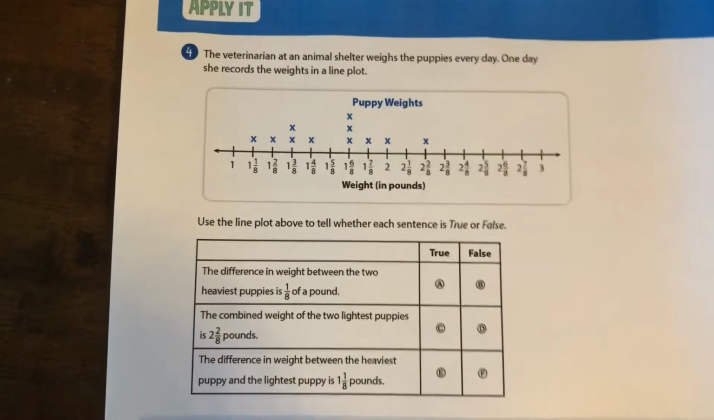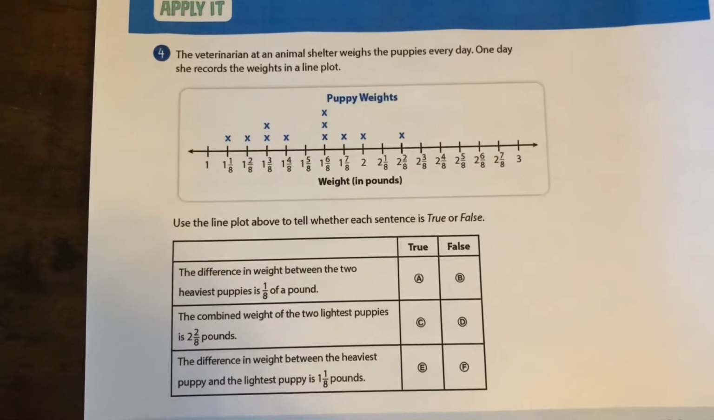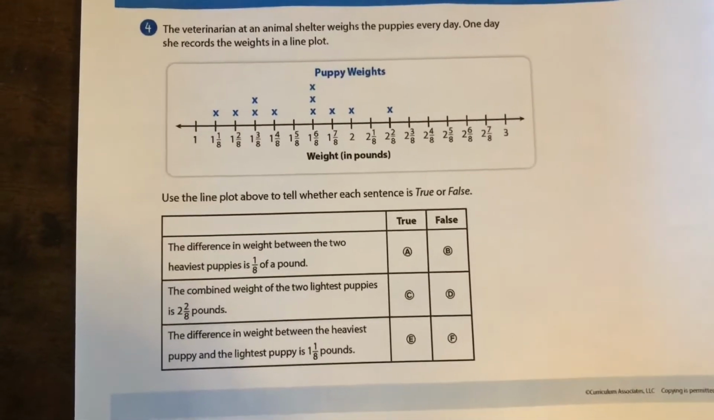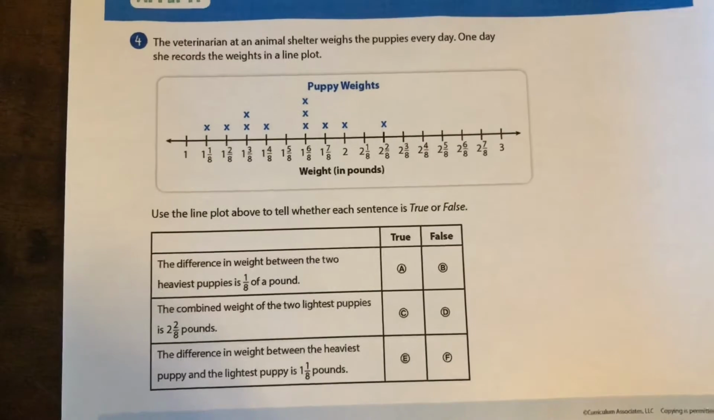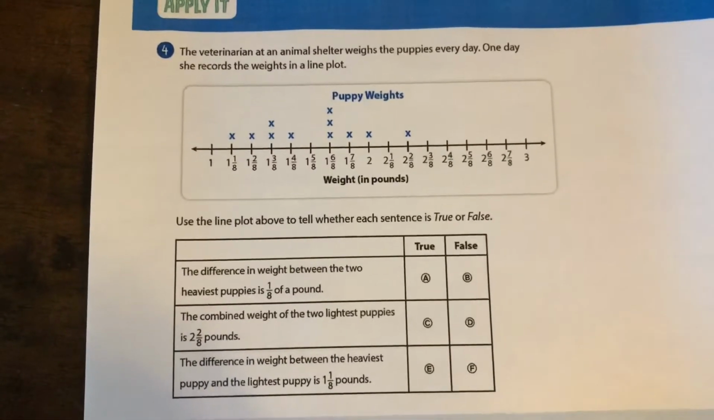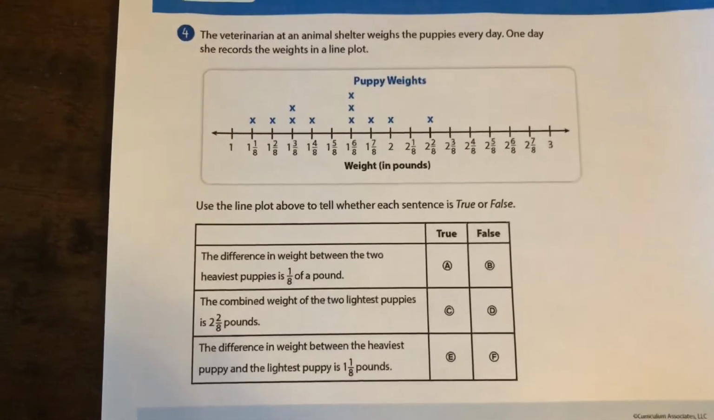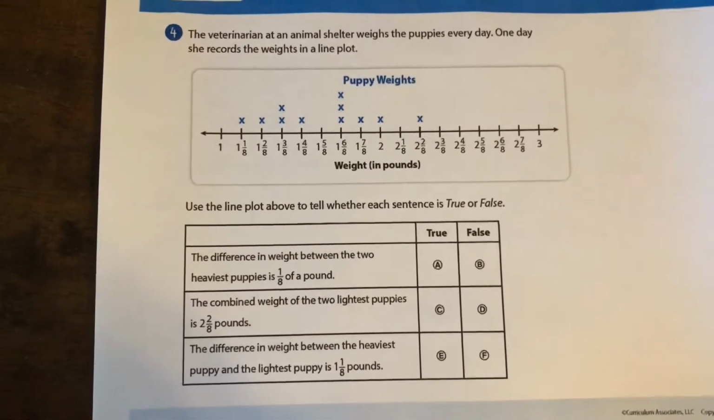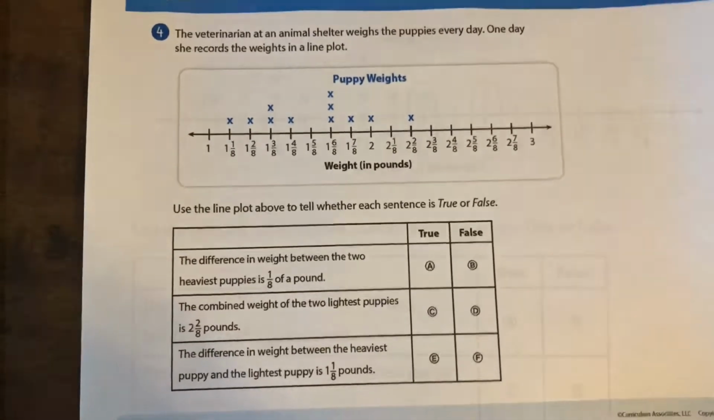Okay, one last problem. I'd like to work this with you. I feel like this is a challenging question. The good news is the line plot is already demonstrated for us, but we've got to use that line plot to decide if these are true or false statements. So let's look at the first one. The difference in weight between the 2 heaviest puppies is 1/8 of a pound. Okay, we've got to go test this.